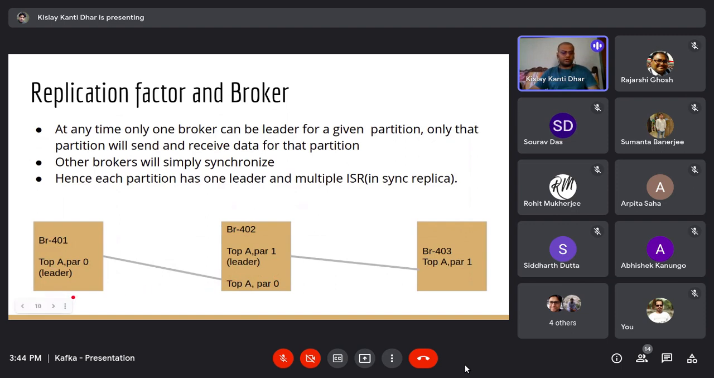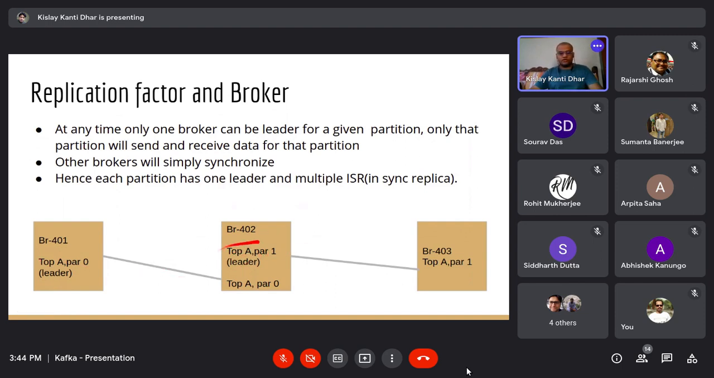So whatever request to read or write goes here, to the leader. If this goes down, then the producers and consumers, which I will discuss later, will make this one the leader for some time, and then again it will shift back. Same you can see here also.